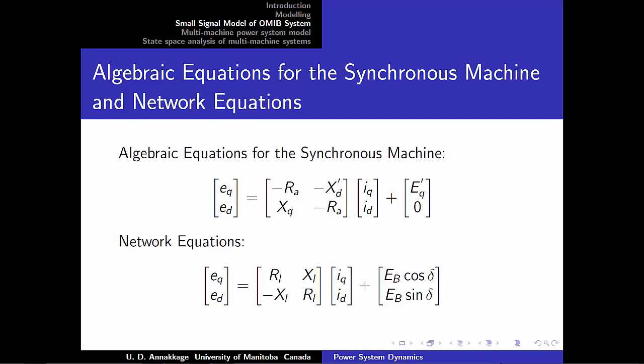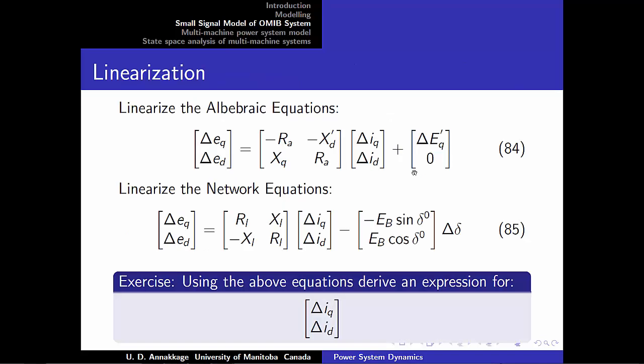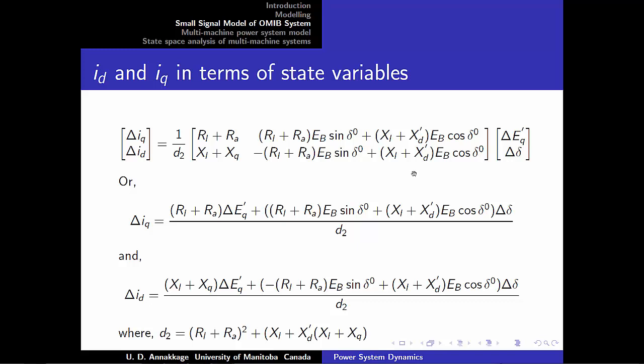If we linearize these equations for small changes of voltages, currents, and delta and EQ prime, we get these equations. Now I want to introduce you to the small signal linearized model by giving you 4 exercises. The first exercise is to eliminate delta EQ and delta ED from equations 84 and 85 and obtain expressions for delta IQ and delta ID. You should be able to show that delta IQ and delta ID can be expressed as shown in these equations.